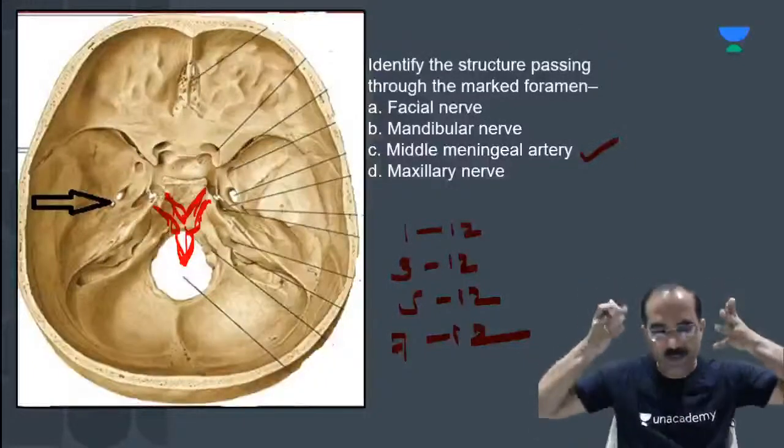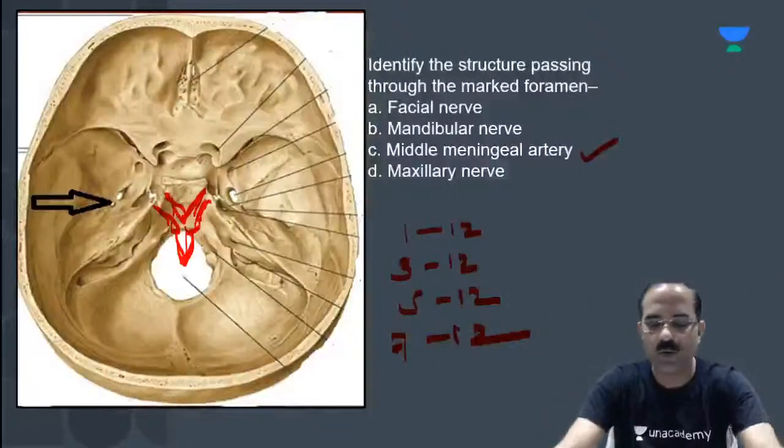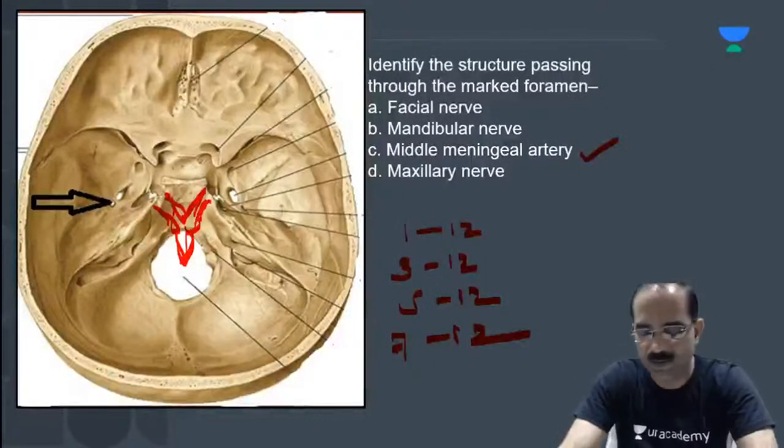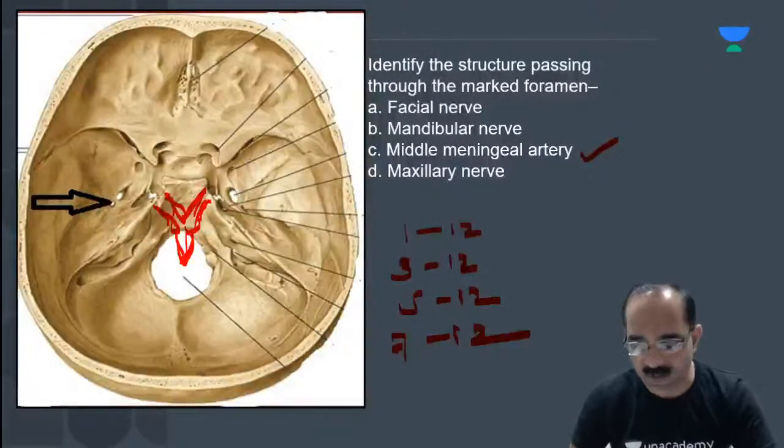Then they will go towards the respective foramen, and that becomes the course of the nerves. That's how the cranial nerves are. I hope you are following this.